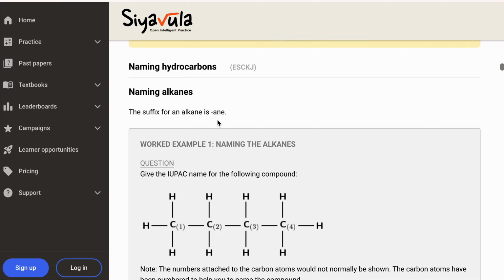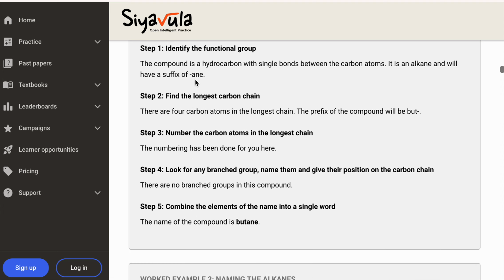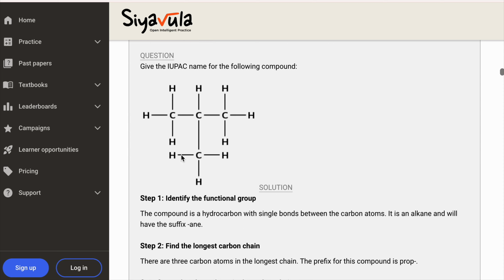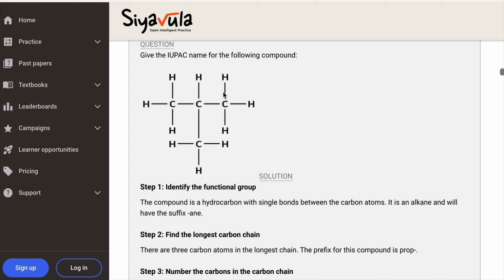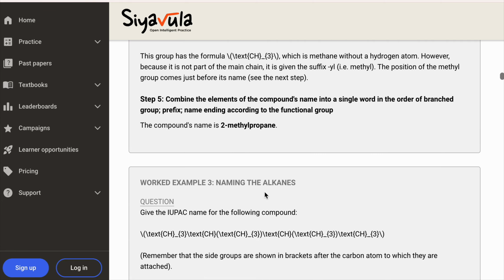Naming hydrocarbons. Naming alkanes, the suffix is alkane. 1, 2, 3, 4, so butane. Name the alkanes 1, 2, 3 or 1, 2, 3, both are the same. So ane is the suffix. 1, 2, 3, and so at the second carbon there is a methyl group, 2-methylpropane.